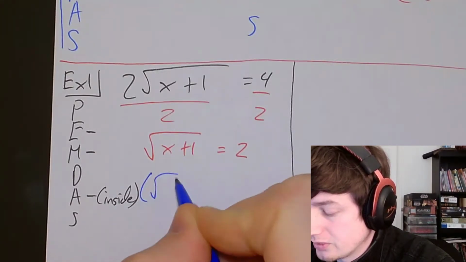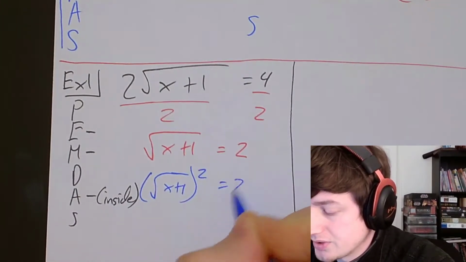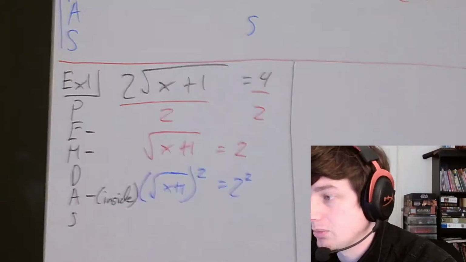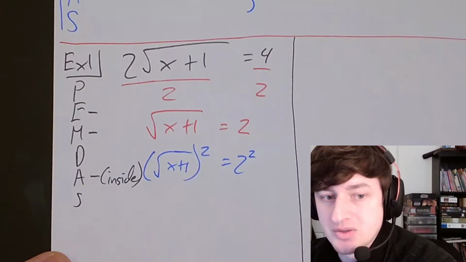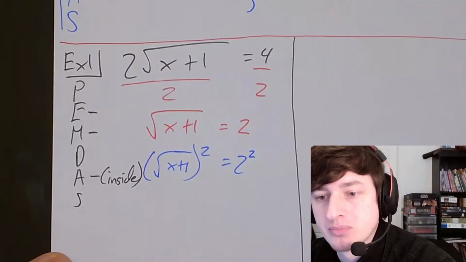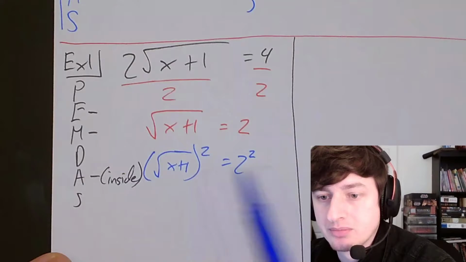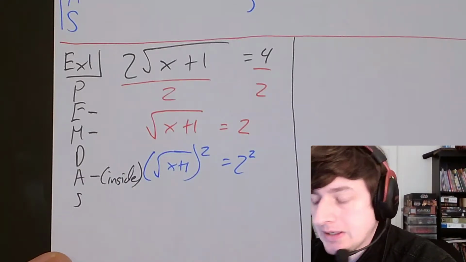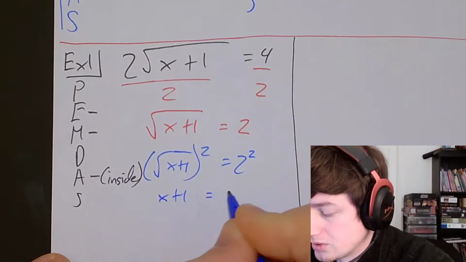So we're going to do the square root of x plus 1 squared is the same as 2 squared. We square both sides. We're doing the same operation on both sides, so it's not changing any values. They're still equal. If we just squared this one side, that would change the problem, but squaring both sides means it's still equivalent. And then this just cancels out, and we're left with x plus 1 is 4.